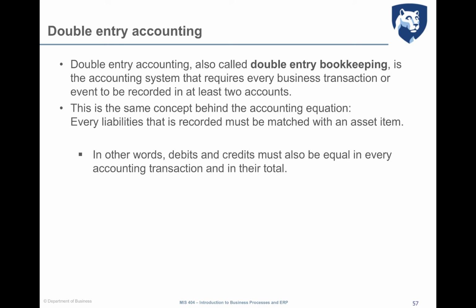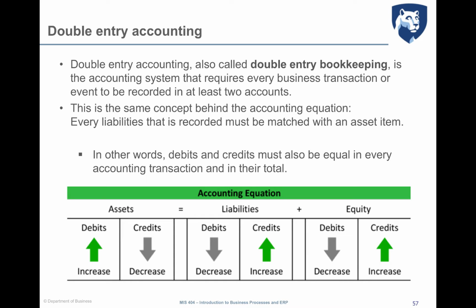Finally, let's finish by considering the basic accounting principle for designing and computing transactions in the financial documents, what is called the double entry rules. Double entry accounting, also called double entry bookkeeping, is the accounting system that requires that every business transaction or event needs to be recorded in at least two accounts, as we can see here. And this respects what we call the accounting equation. Every liability that is recorded must be matched with an asset item, and this means that every asset increase corresponds to a liabilities decrease, and vice versa, as you can see here.